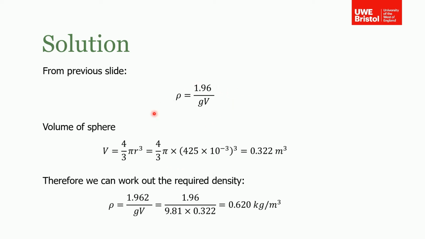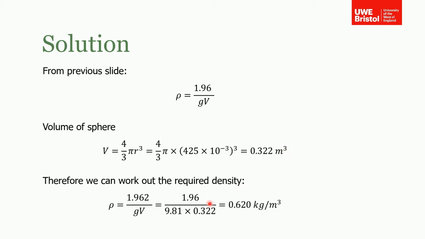So this is from the previous slide. We know if we can find the volume, then we can find the density. And the volume of a sphere is given by this relationship: 4 over 3 pi r cubed. So by putting in the values we got from the question, we can work out the volume of the balloon. Remember, we're told that the volume of the instruments is negligible, and that's 0.322 meters cubed.